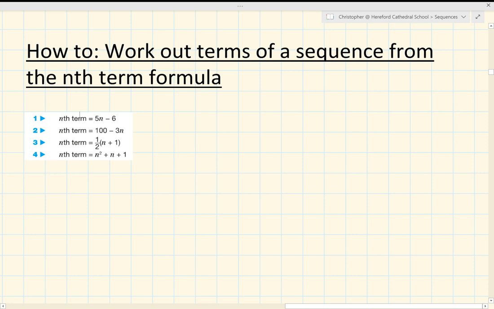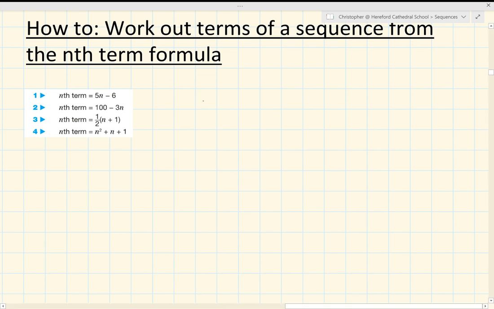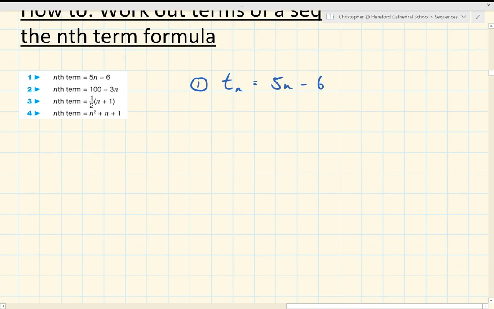Mr. Wright here. We're going to work out the terms of a sequence from the nth term formula. So, for example, in question 1 here, we're given the formula for the nth term of the sequence. The formula is 5n minus 6. So, from there, we can work out any term we want to.